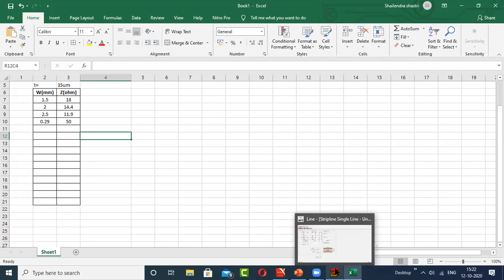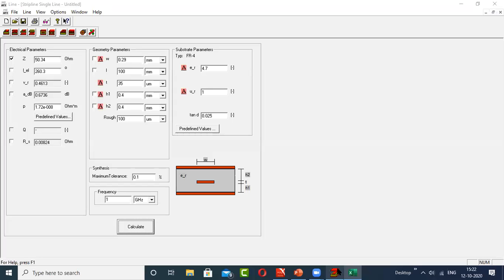Now, suppose you have the facility to manufacture microstrip line as well as strip line, then which one are you going to prefer? Forget about the advantage of strip line over microstrip line. I'm talking in terms of manufacturing facility, ease of manufacturing. Which one will you prefer?